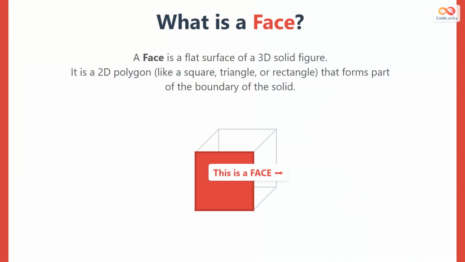Let's break it down. What is a face? In geometry, a face is a flat surface of a solid shape. It is a two-dimensional polygon, like a square or a triangle. If you pick up a box, the flat side you touch is the face.